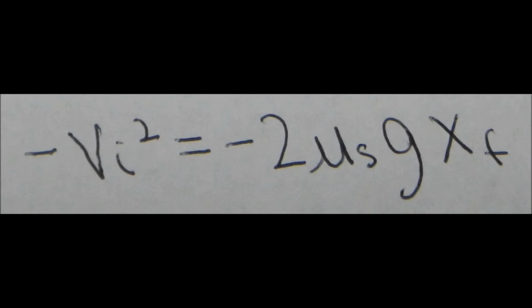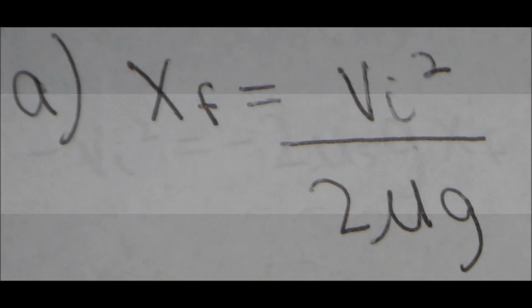So we subtract the initial velocity squared on both sides, and we plug in the value for a that we initially got, which is a equals negative the coefficient of static friction multiplied by gravity. So we get the equation: negative initial velocity squared equals negative 2 multiplied by the coefficient of static friction times gravity times the final distance traveled.